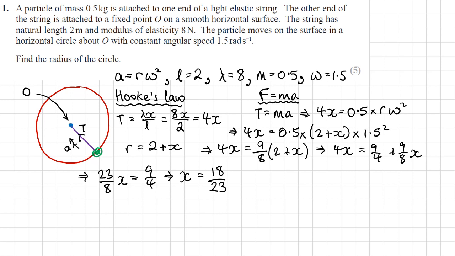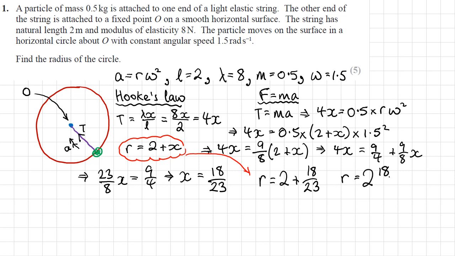Now I need to find the radius, so I can use this now that I know what x is. The radius is equal to 2 plus x, which is 2 plus 18 over 23. So that means the radius is 2 and 18 over 23 meters. There we go.